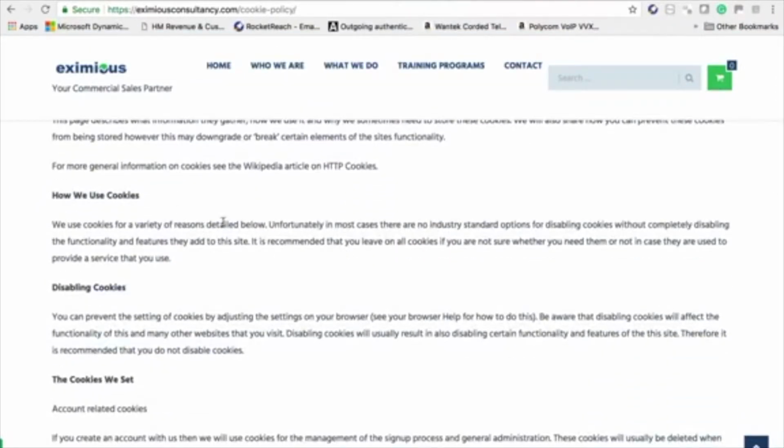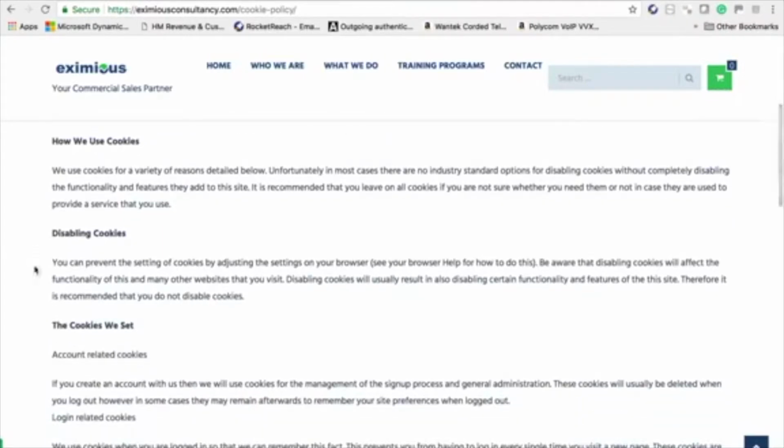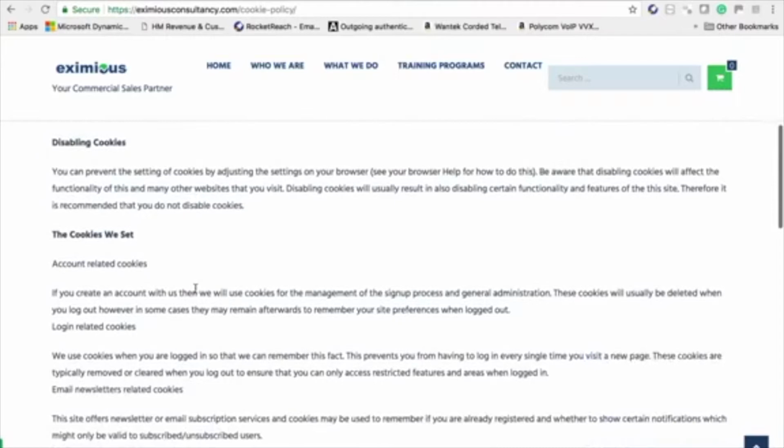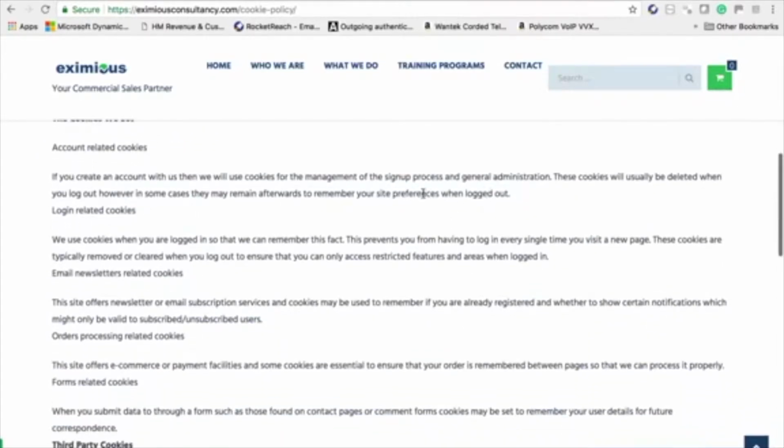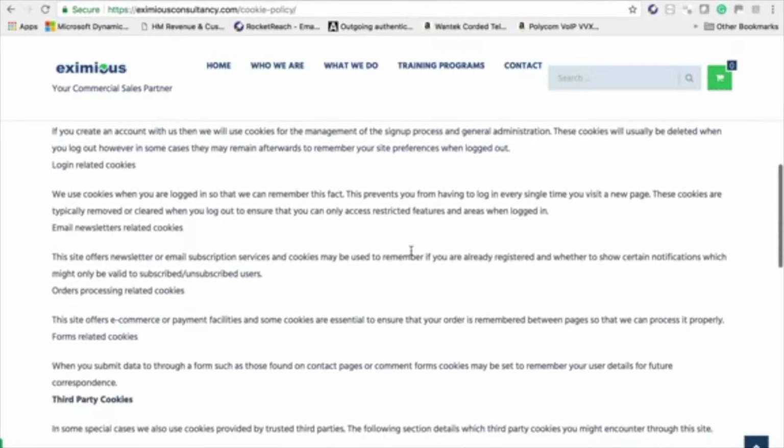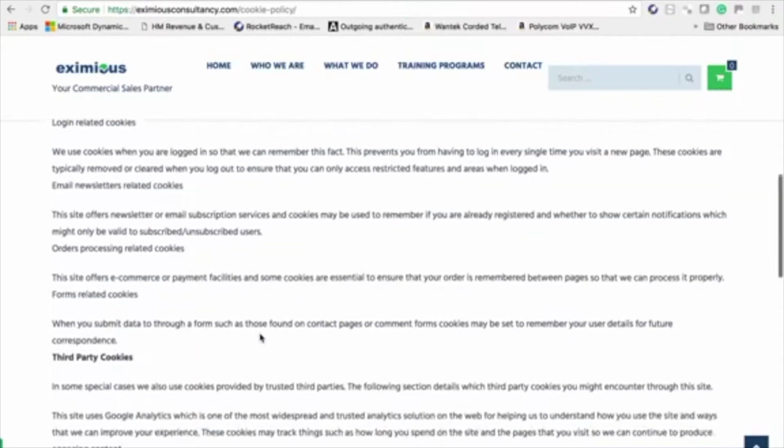So you've got to talk about how you use it. Is there the ability for people to disable cookies? You have to give them the right to disable cookies. What cookies do you actually have set? What are the internal ones, like login, profile information, site preferences, opting into newsletters, subscribing to stuff, e-commerce platforms, the fact you're taking payments, and those payment facilities, e.g. PayPal, or whatever payment gateway you're using.